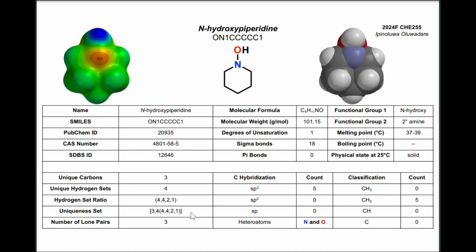We also have three lone pairs in total, because one is on nitrogen and two are on oxygen. Then if we look at the classifications of the carbons present, most of them are secondary, and this means they are methylenes. So that's a CH2.